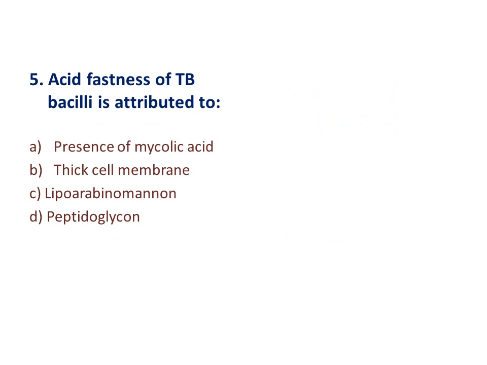Next one is, acid fastness of TB bacilli is attributed to. That means why these TB bacilli are acid fast in nature. Option A is presence of mycolic acid, B is thick cell membrane, C is lipoarabinomannan, and D is peptidoglycan. If you see option A, the presence of mycolic acid is the correct answer, because it won't allow the acids and also antibodies into the cell. B is the wrong answer; the cell membrane is like that of any other bacteria. Lipoarabinomannan plays a major role in the pathogenesis of bacteria. And D, peptidoglycan, is not responsible for acid fastness, but mainly responsible for the integrity of the cell wall. So the right answer is A, the presence of mycolic acid.